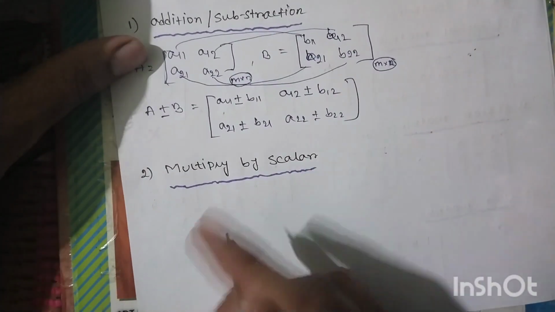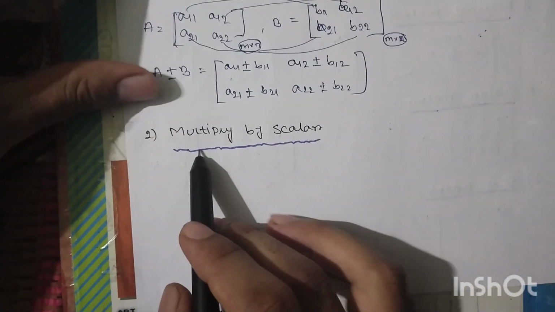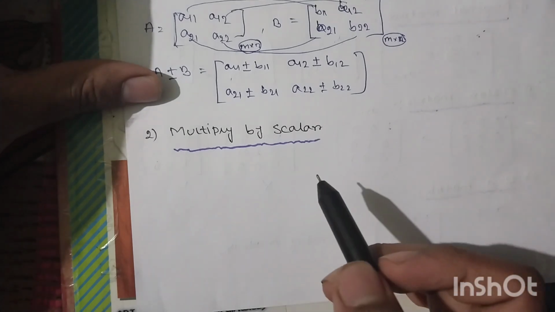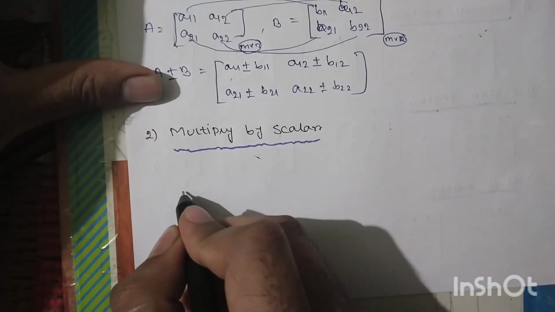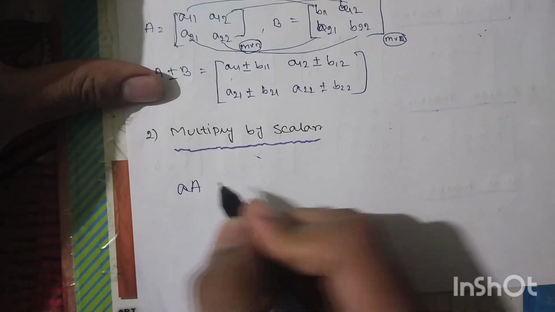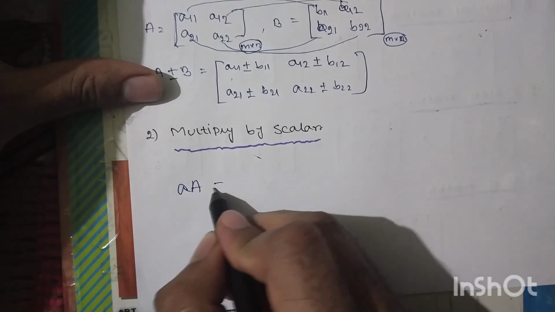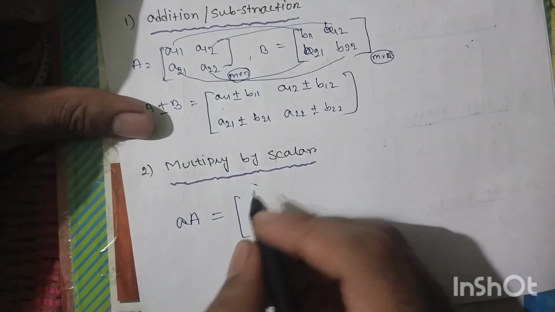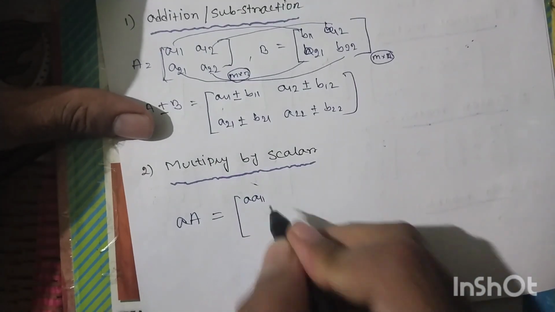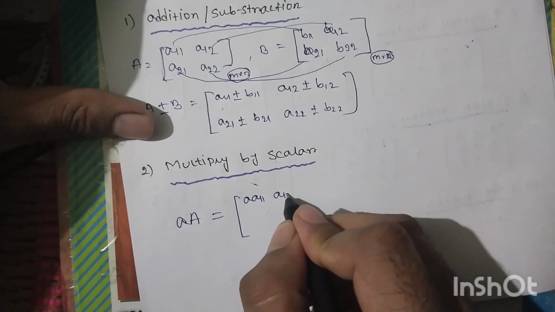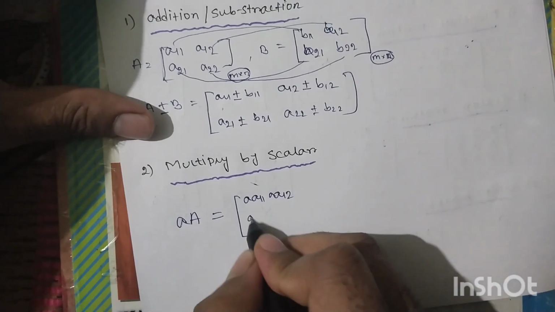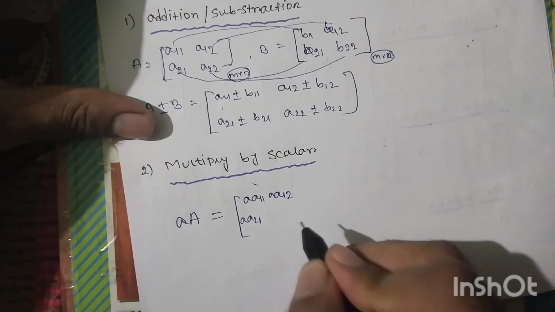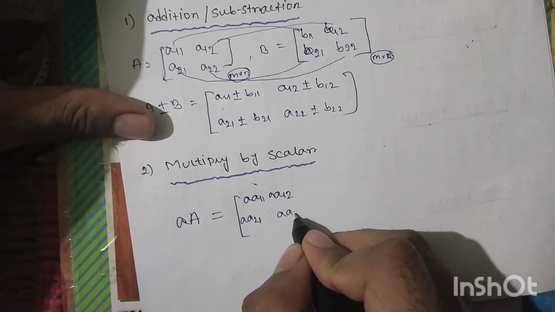Okay, now the next property is matrix multiplied by a scalar. Let a be a scalar and A a matrix. How does it look? A is present here, A11, A12, A21, A22, same example. Then this is a times A11, a times A12, a times A21, a times A22.